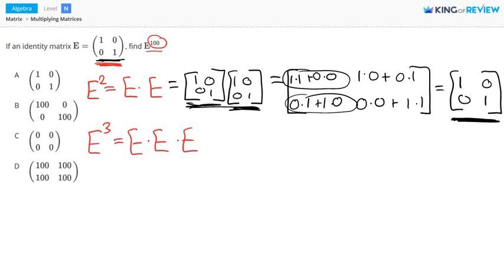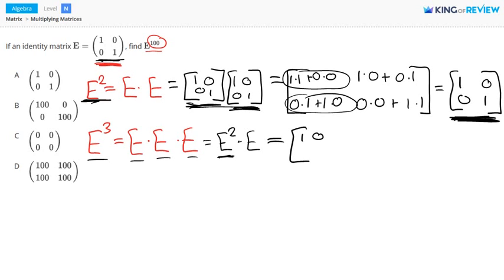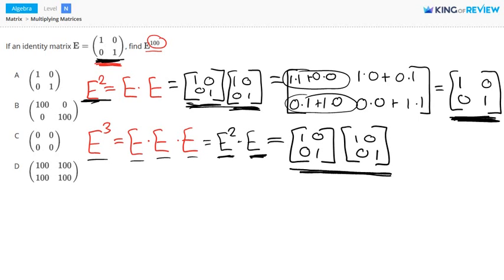Now let's look at E to the power of 3 here. Like we said before, this is E times itself 3 times. Another way to write this is E squared times E. We already figured out what E squared was. That's up here. We've solved for E squared. So we have E squared, which is 1, 0, 0, 1, times matrix E, which is 1, 0, 0, 1. So we want to multiply these two together.